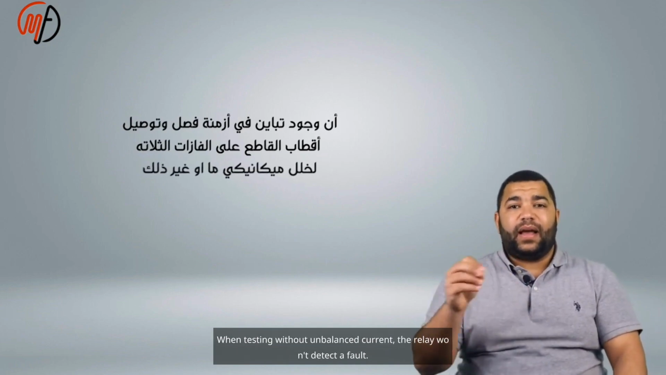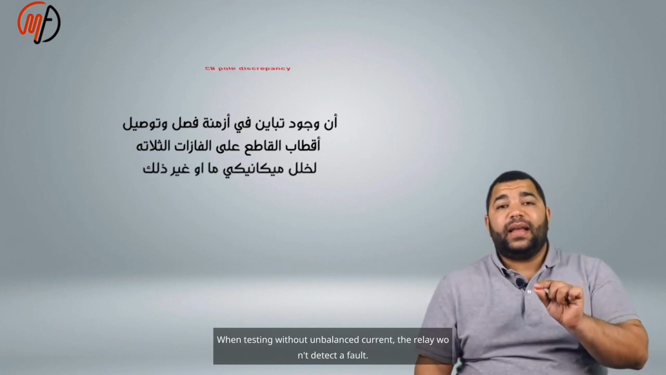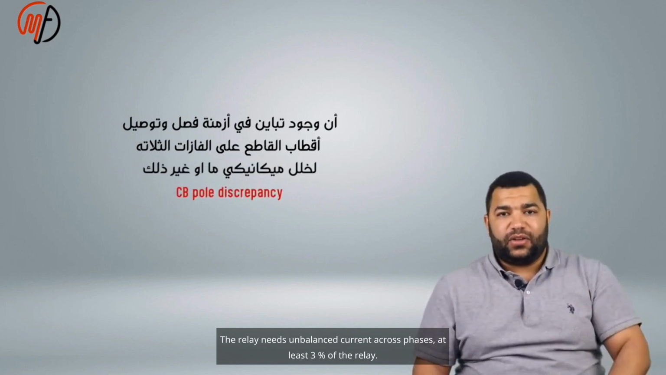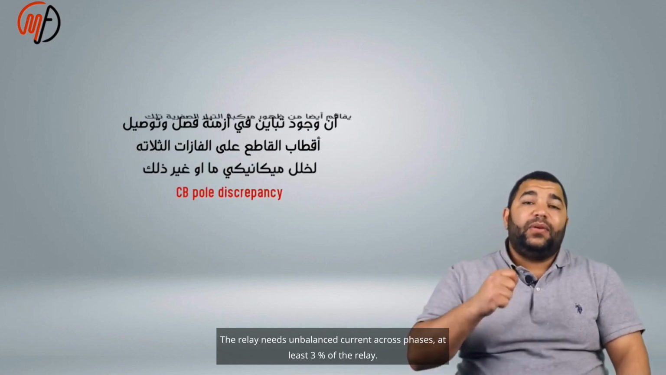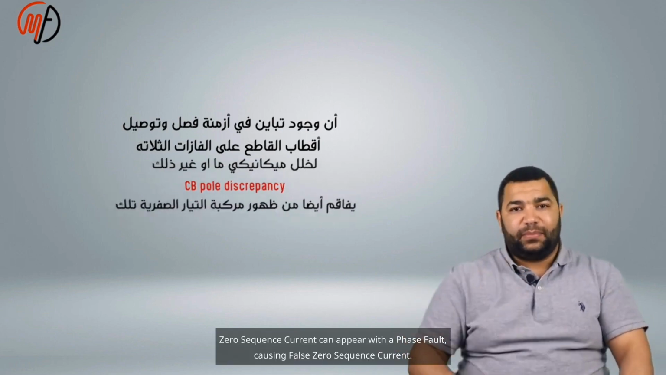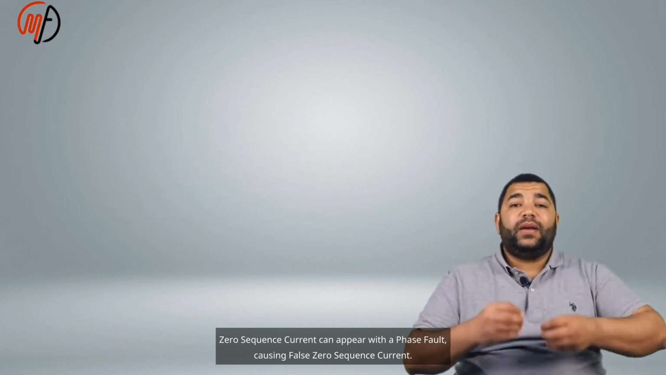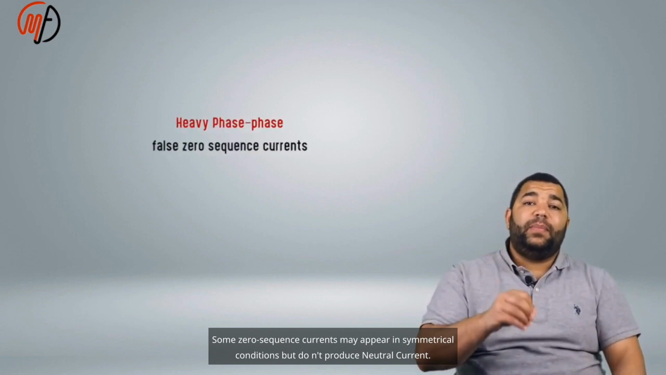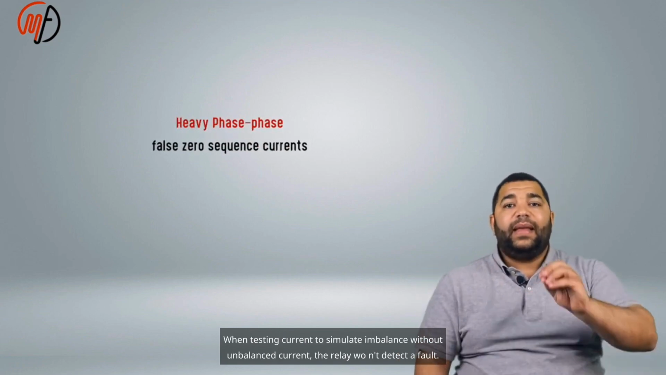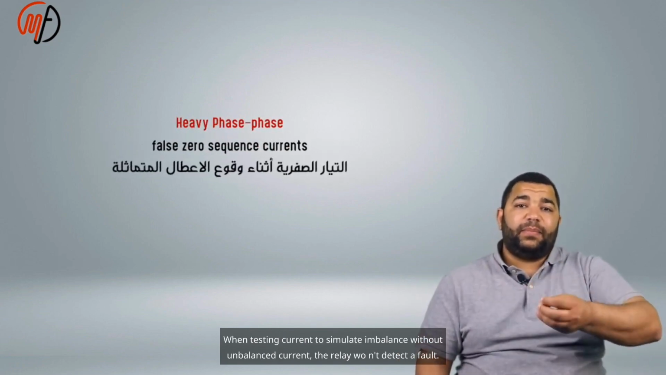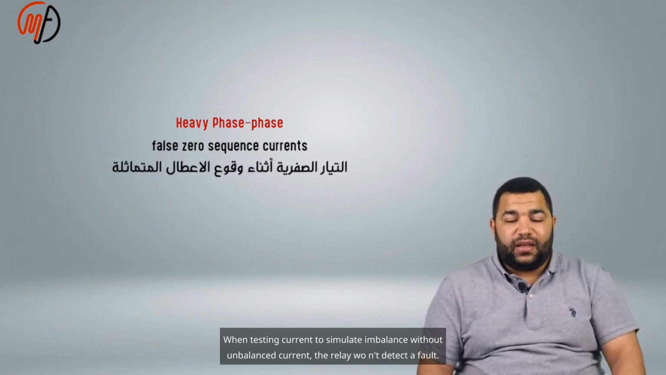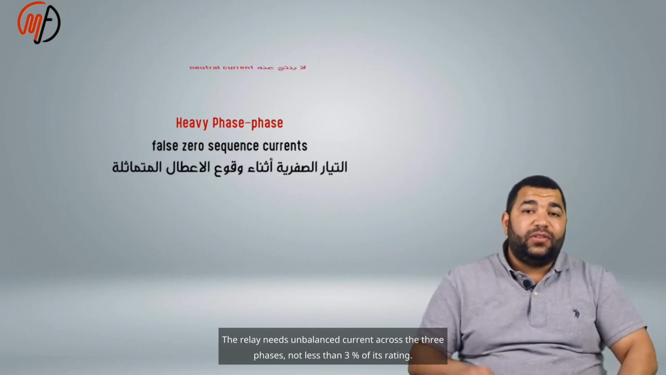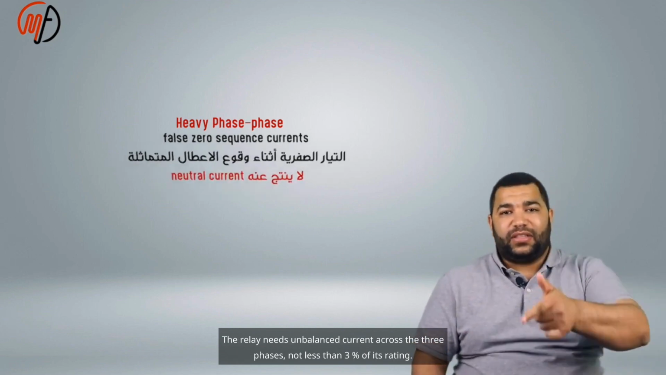When testing without unbalanced current, the relay won't detect a fault. The relay needs unbalanced current across phases, at least 3% of the relay rating. Zero-sequence current can appear with a phase fault, causing false zero-sequence current. Some zero-sequence currents may appear in symmetrical conditions, but don't produce neutral current. When testing current to simulate imbalance without unbalanced current, the relay won't detect a fault. The relay needs unbalanced current across the 3 phases, not less than 3% of its rating.